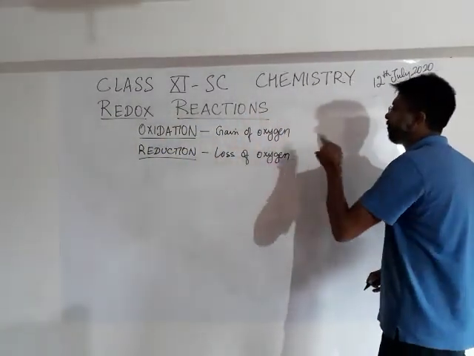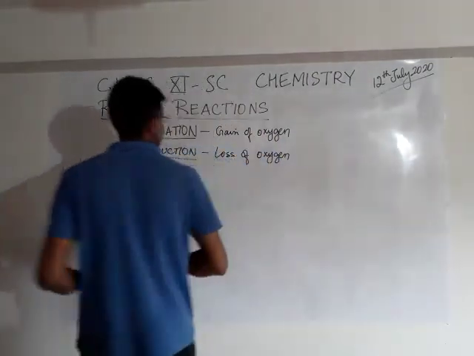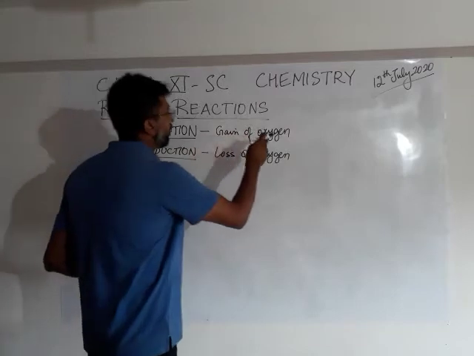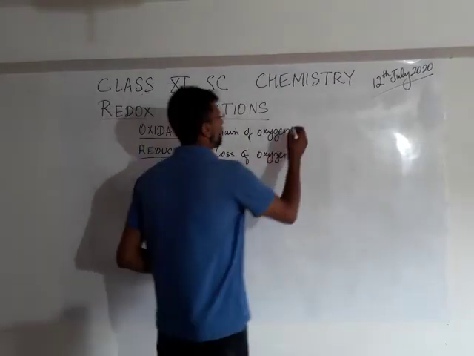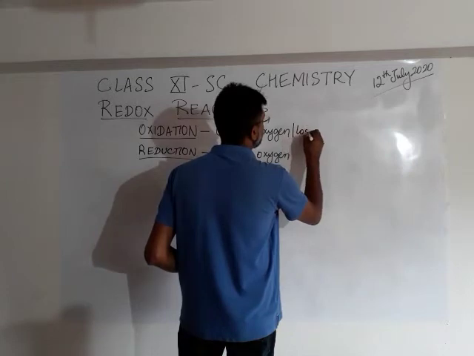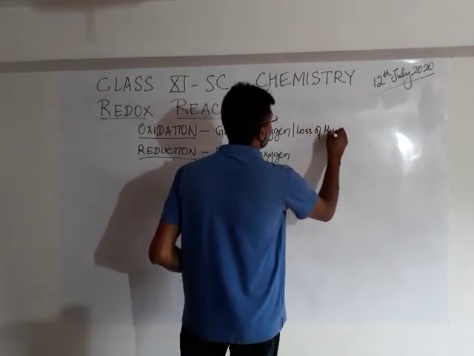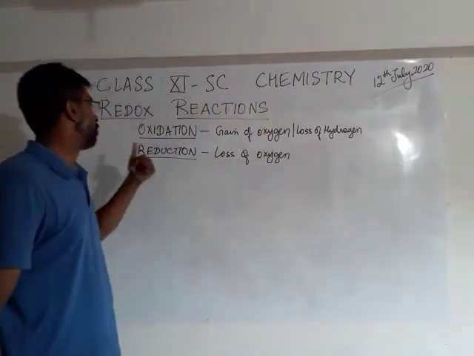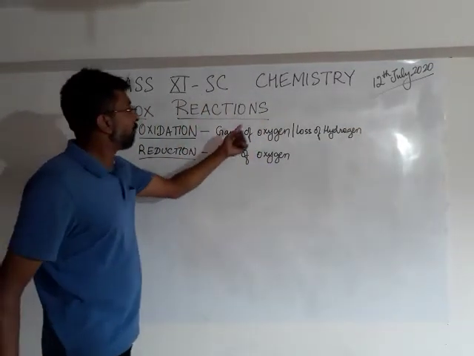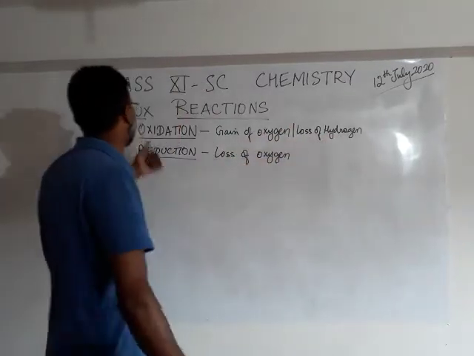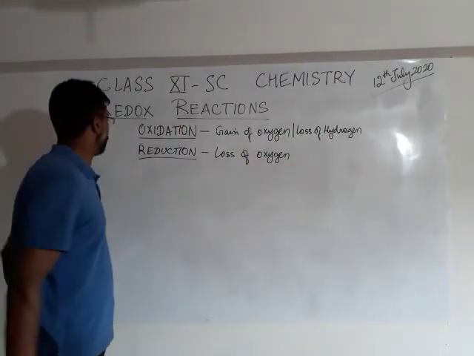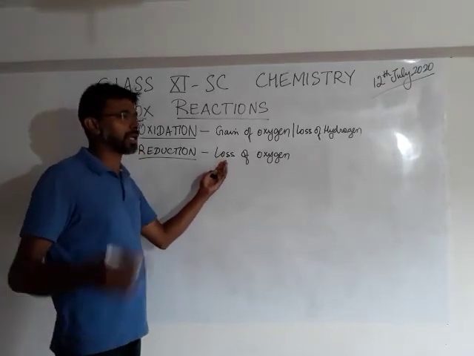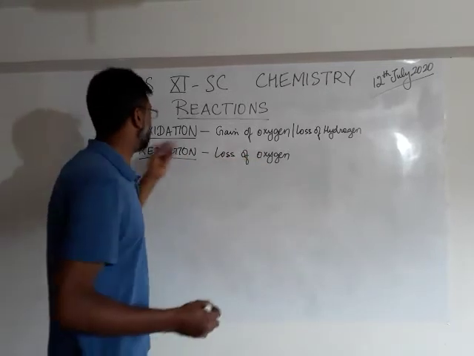Oxidation means gain of oxygen. Reduction means loss of oxygen. Now the next thing. If in oxidation there is gain of oxygen, then there must be loss of hydrogen. So loss of hydrogen is also oxidation. Gain of oxygen and loss of hydrogen is oxidation. Now the next one is reduction. As you must have learned in your lower classes till class 10, loss of oxygen is reduction.